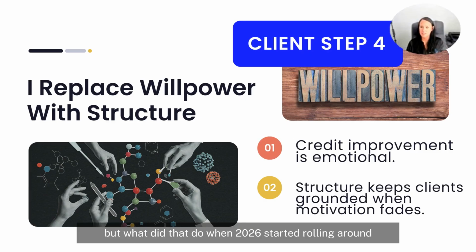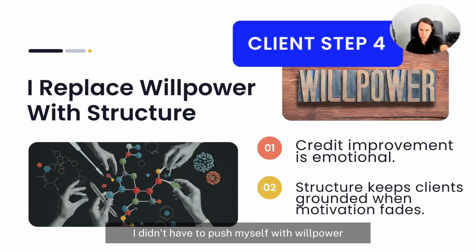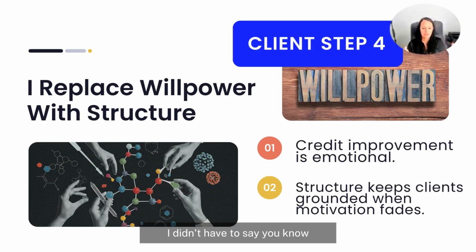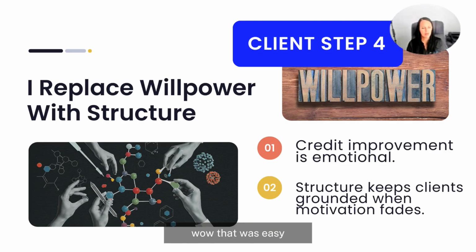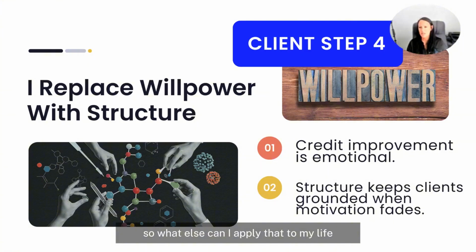But what did that do? When 2026 started rolling around, I'm like, oh, wait, I did it. I didn't have to push myself with consistency. I didn't have to push myself with willpower. I didn't have to depend on my discipline. I did it because I deleted optional behavior. And so I looked, I'm like, wow, that was easy. So what else can I apply that to in my life?